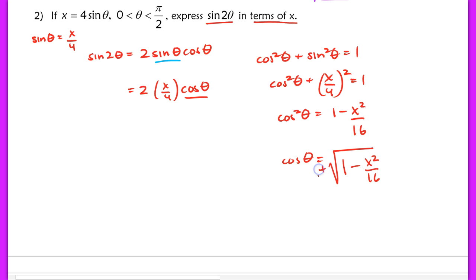Now, this is positive or negative, right? Because we could get two possible solutions, but we want to go back to what we're given here. And it says that theta lies basically in the first quadrant, which means then that the cosine of theta has to be positive. Okay, it's got to be positive.